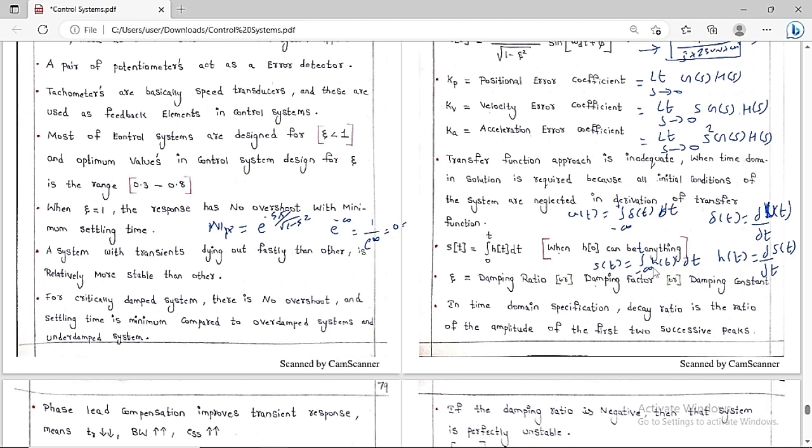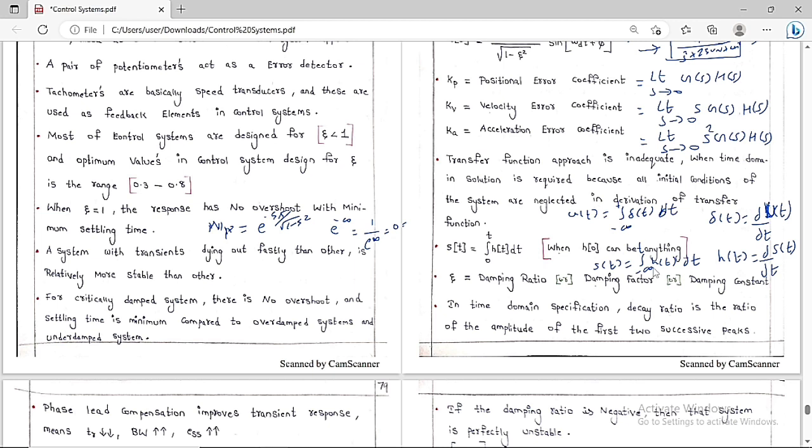Zeta greater than 1 is called the overdamped system. So finally, zeta is called the damping ratio, damping factor, or damping constant. Whenever zeta is equal to 0, it is called the undamped system. Zeta lying from 0 to 1 is called the underdamped system. Zeta equal to 1 is called the critically damped system. And zeta greater than 1 is called the overdamped system.